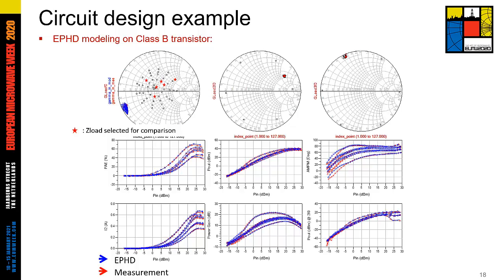After the extraction, we compare the model to the measurement based on the impedance described with the red stars on the first Smith chart to see the interpolation and extrapolation capabilities. And we get very good results on efficiency, drain current, AM/PM characteristics, and output power at F0 and 2F0.